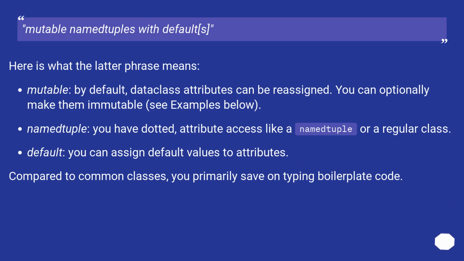"Mutable namedtuples with defaults." Here is what the latter phrase means. Mutable: by default, data class attributes can be reassigned. You can optionally make them immutable, see examples below. Namedtuple: you have dotted attribute access like a namedtuple or a regular class. Default: you can assign default values to attributes. Compared to common classes, you primarily save on typing boilerplate code.